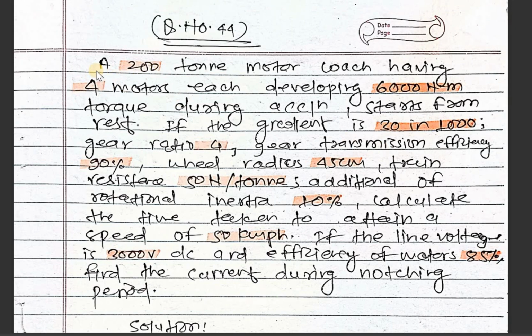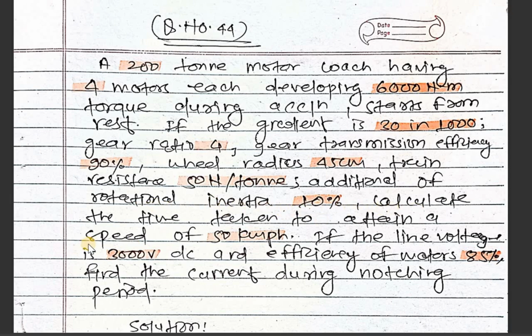Today our numerical problem is: a 200 ton motor coach having 4 motors is developing 6000 Newton meter torque during acceleration, starting from rest. The gradient is 30 in 1000, gear ratio 4, gear transmission efficiency 90%, wheel radius 45 centimeter, train resistance 15 newtons per ton, addition of rotational inertia 10%.